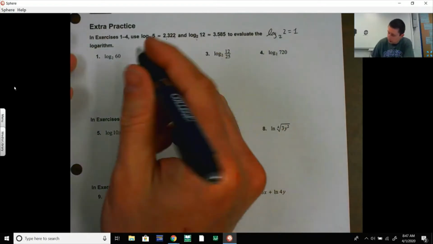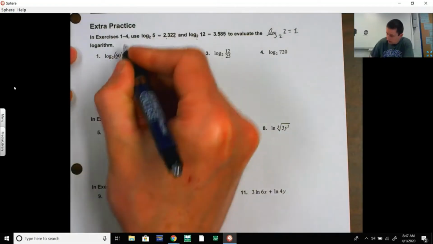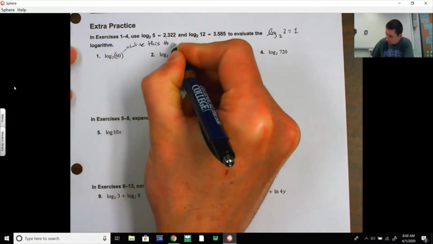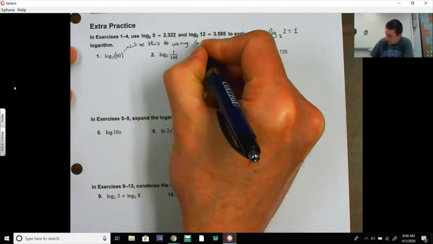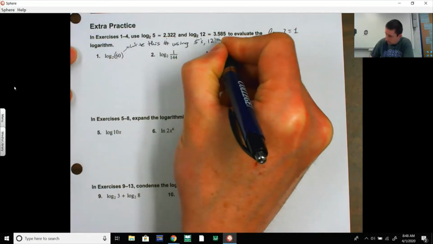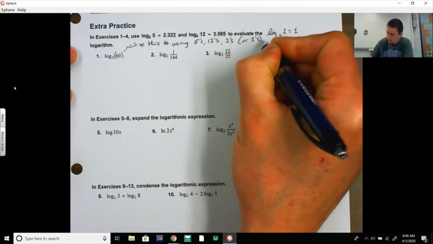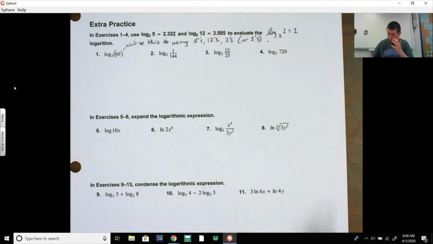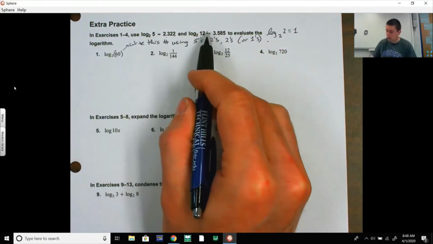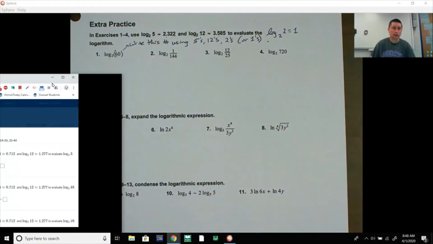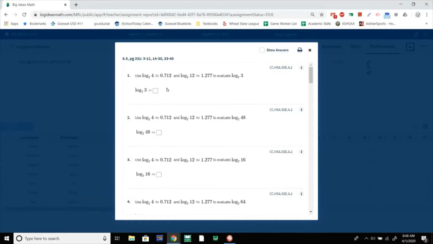So how you do these is you have to write this number using 5s, 12s, 2s, or 1s. The 1s can show up. We're going to see that in number 2 here. But basically, we want to write it using 5s, 12s, or the base number. So we can use the base number. So what that looks like on your assignment is here, like use log base 7 of 4, log base 7 of 12 to evaluate this right here.